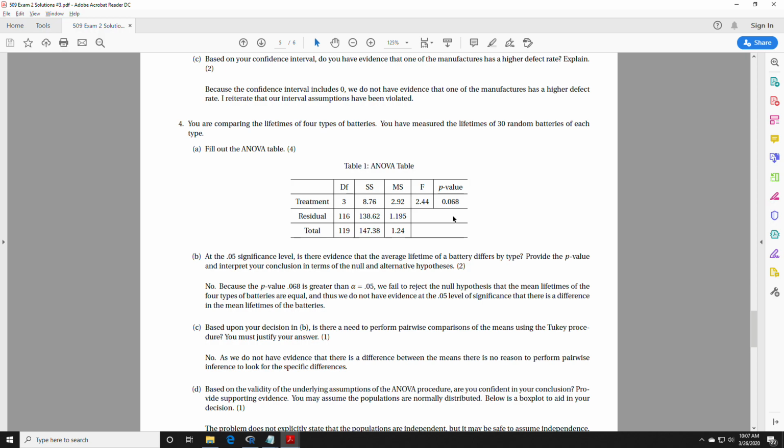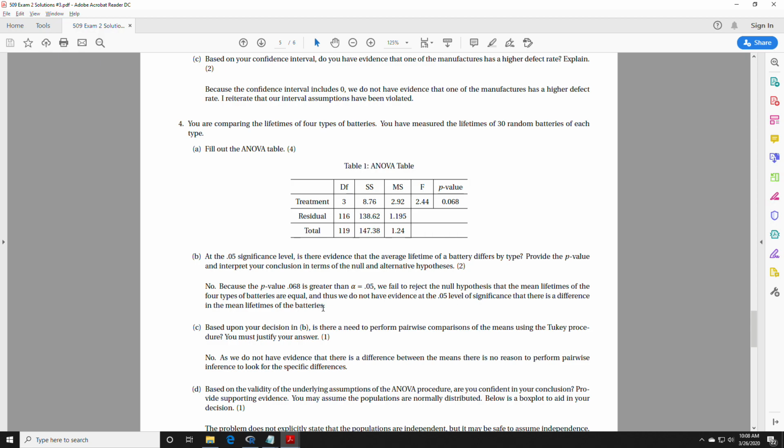And so to get a conclusion, we're testing the null hypothesis that the mean lifetimes, in this case of batteries, of 4 batteries in this example, are equal, and the alternative is that the mean lifetimes are different. And so to come to a conclusion in this case, we can see that the p-value, 0.068, is greater than alpha. So our conclusion is that we fail to reject the null hypothesis that the means are equal, and so we do not have evidence that there is a difference in the mean lifetimes. It's not that we have evidence that the mean lifetimes are equal, it's that we do not have evidence that they are different. And so your choices are going to be that you fail to reject the null hypothesis, just exactly like this.